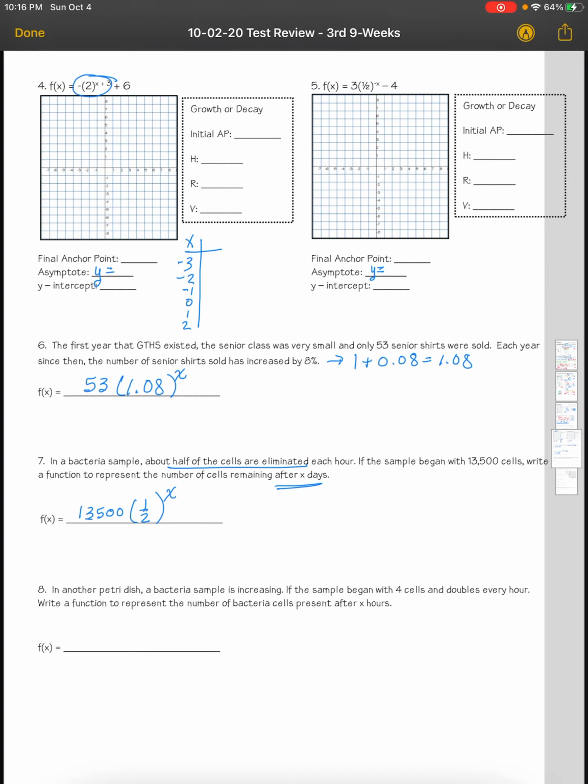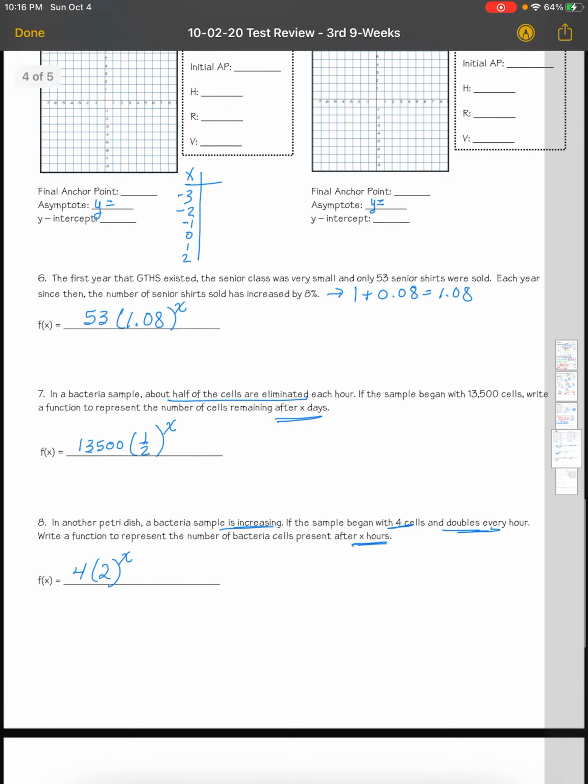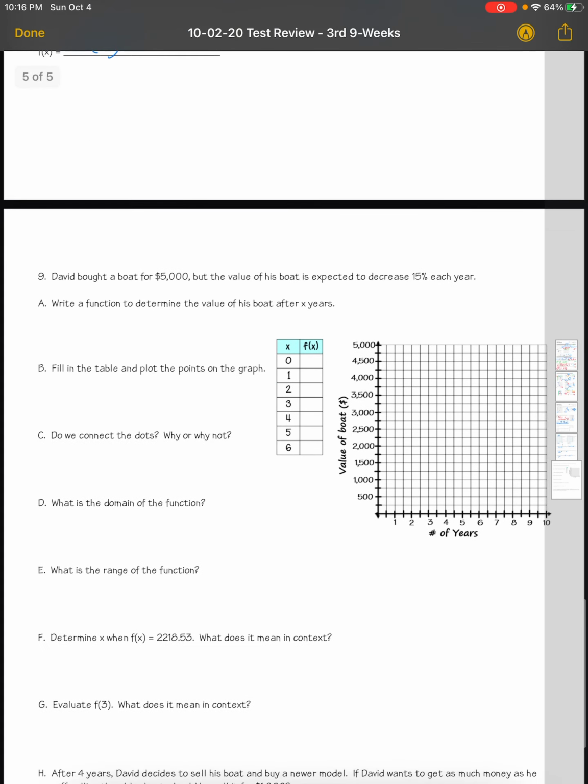Number 8, in another petri dish, a bacteria sample is increasing. If the sample began with 4 cells, that's my initial value. Doubles every hour, that's my base rate. Write a function to represent the number of bacteria cells present after x hours. So we do not know the time. So that's 4 times 2 raised to the x power. I'm going to go on to our last page since that was a short little review.